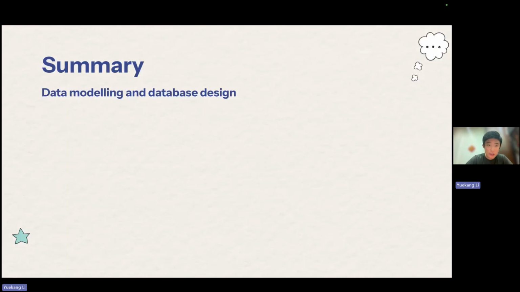And in this lecture, we are going to have a summary of the entire course. In general, we have learned 3 topics in this course. The first topic is data modeling and database design. In this topic, we basically learned ER modeling, relational modeling, and we also learned how we can map ER models to relational models and to SQL table schemas.